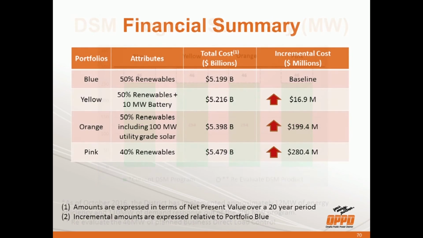So here's a financial summary. Portfolios on the left, some of their key attributes in the second column, and then we've compared the total cost of each portfolio as we looked at the portfolio details, and then comparatively the incremental cost. I'm going to talk about the far right column. When you move from yellow to blue, you see a small increase of 16.9 million. When you move from blue to orange, you see an increase of $199 million over the 20-year period, and as you move from blue to pink, you see an increase of $280 million over the 20-year period.